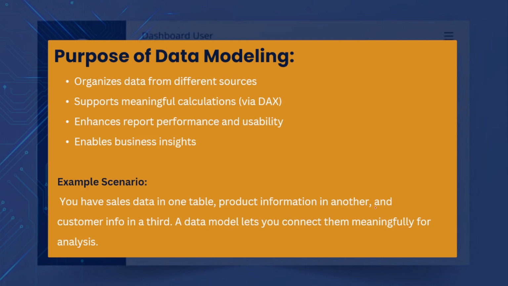Let's give a simple scenario. You have the sales data in one table, you have product information in another table, and then you have customer info in a third table. So you have sales, product, and customer in different tables. So how do you connect all this together? Remember, sales is related to product, is related to customer, is related to sales, but how do they relate together? That's where the data model comes in. So the data model will actually let you connect them meaningfully for analysis.